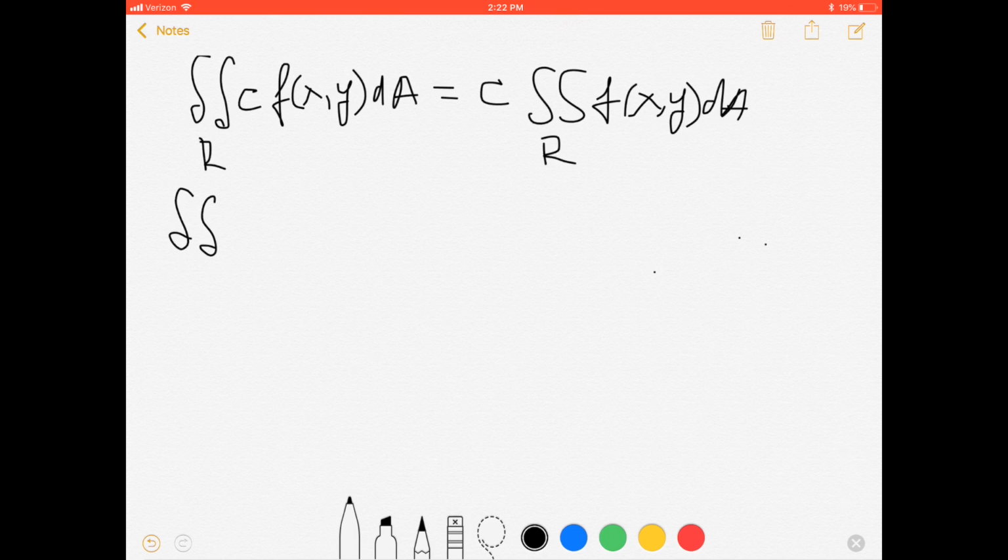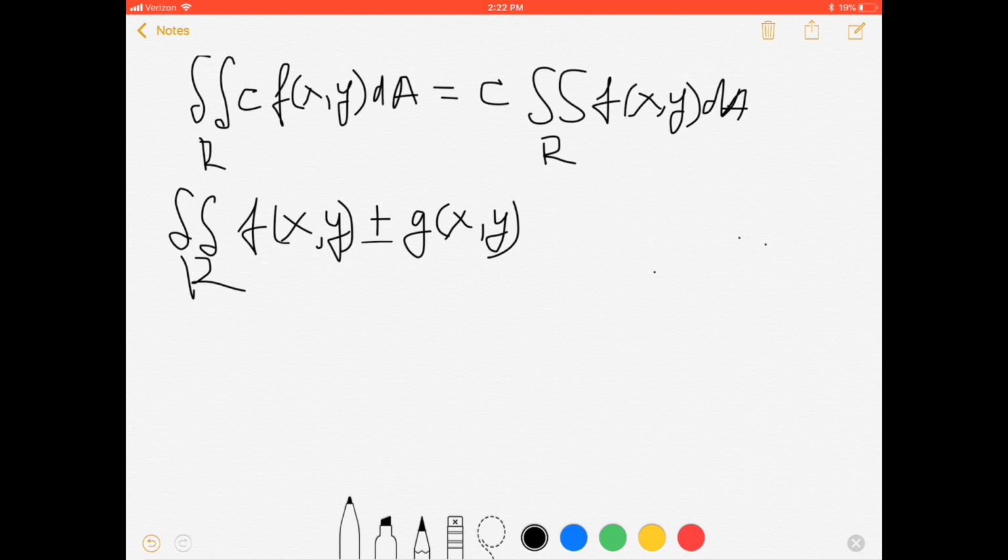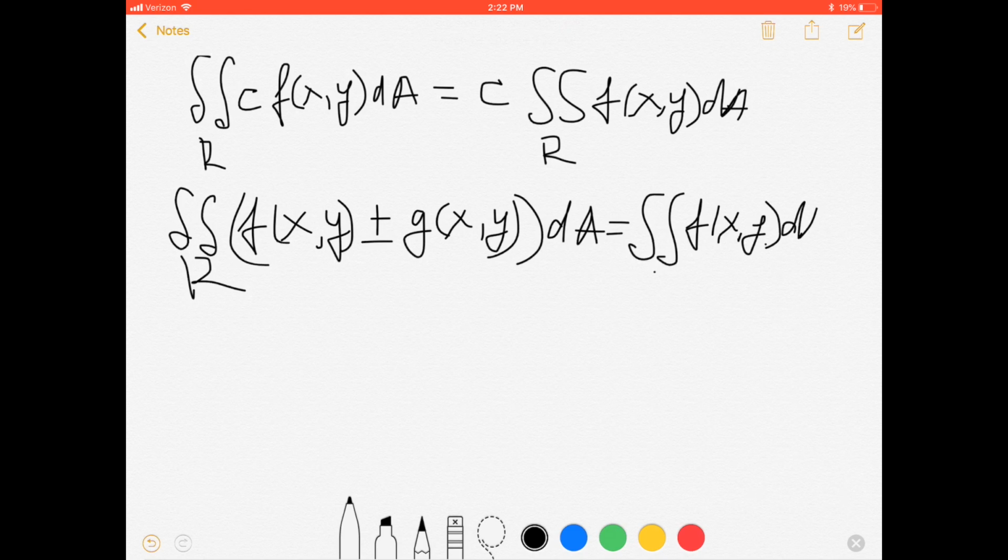Similar to what you had before, if you have the sum or difference of two functions, and you take the double integral for the same region, it will be the sum or difference of two integrals: plus or minus the double integral of the second function.